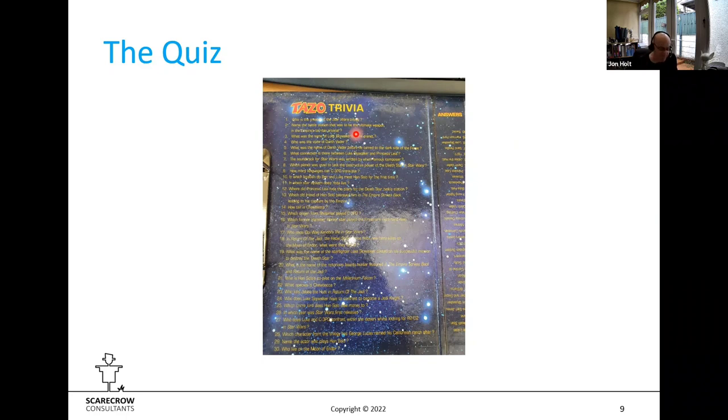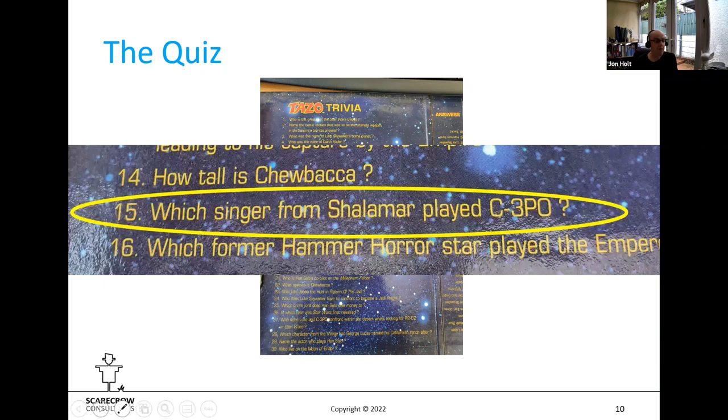But I want to draw your attention to question number 15, which says, which singer from Shalamar, the popular 1980s disco band who had hits with Night to Remember, played C-3PO? At the time, I thought, well, I know who plays C-3PO. It's Anthony Daniels. But I didn't know he was the lead singer of Shalamar. But I thought, I'll remember that piece of information, and one day that will come up as a question in a pub quiz or something, and I will be able to answer that question, and I will look like a trivia genius.